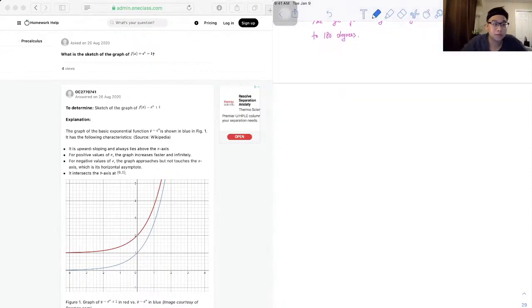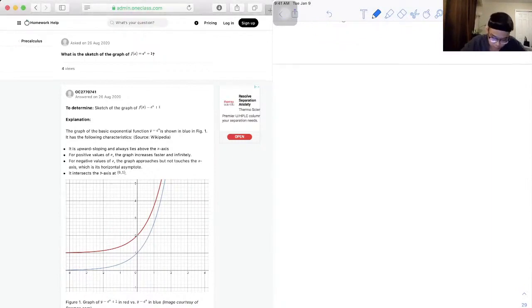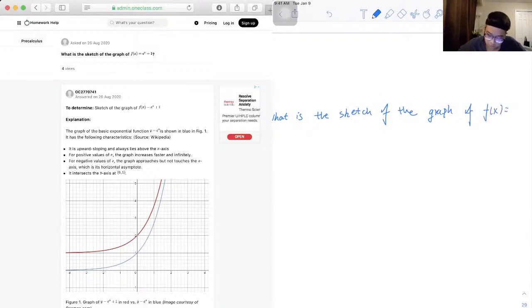So next question is asking us, what is the sketch of the graph of f(x) is equal to e to the exponent of x plus 1.